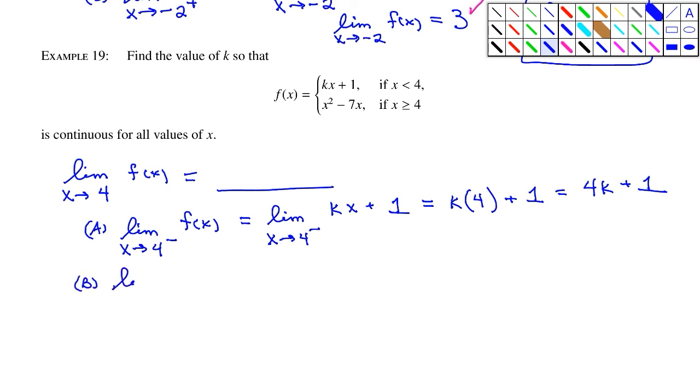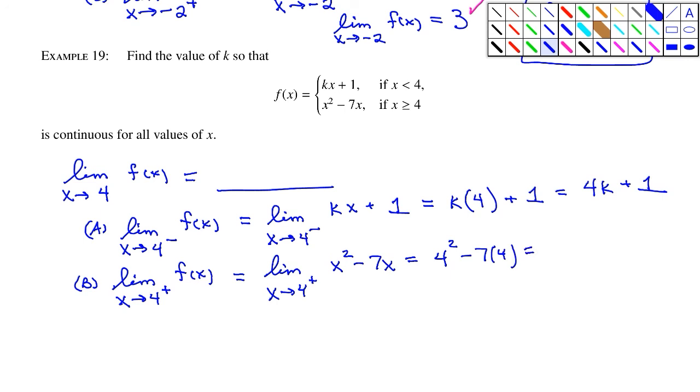And then b is going to be the limit as x approaches 4 from the right of f of x. And the right side function is the one on the bottom, so it's x squared minus 7x. And we just plug in the 4 there, so it's 4 squared minus 7 times 4. And that would be negative 12. Now, how does that help me? I have the left limit equal to 4k plus 1, and the right limit equal to negative 12.